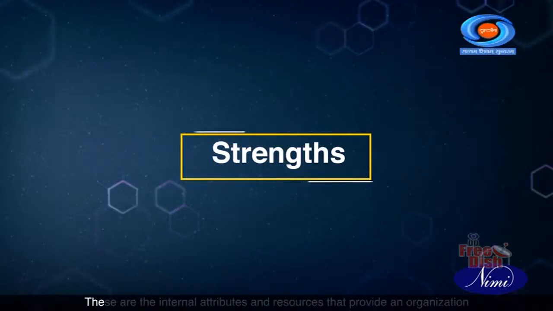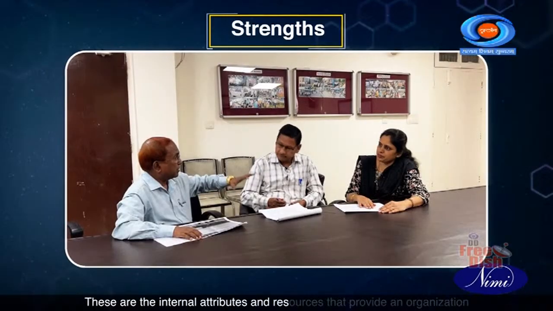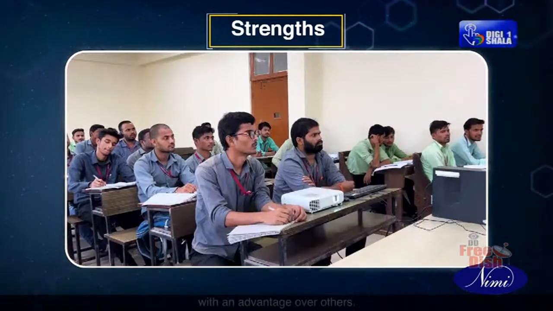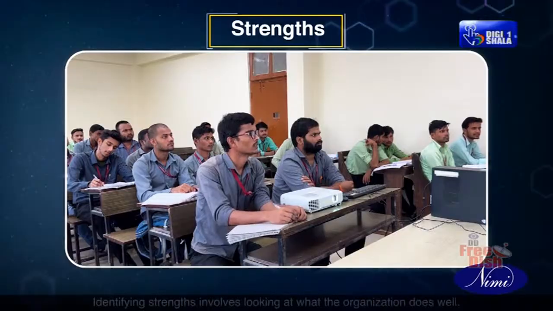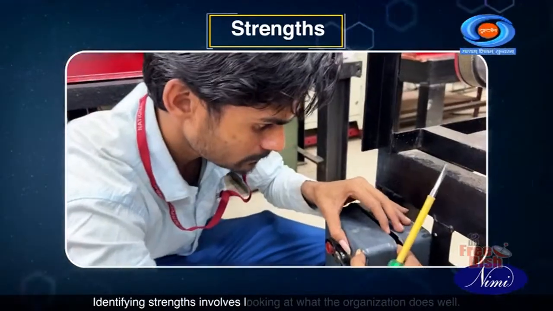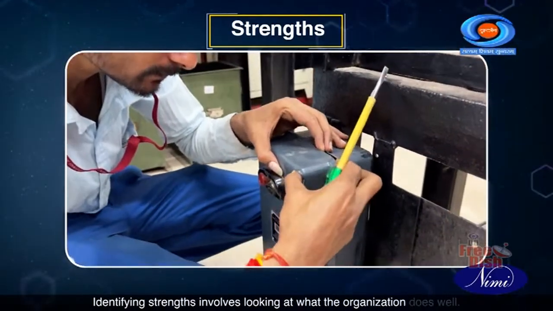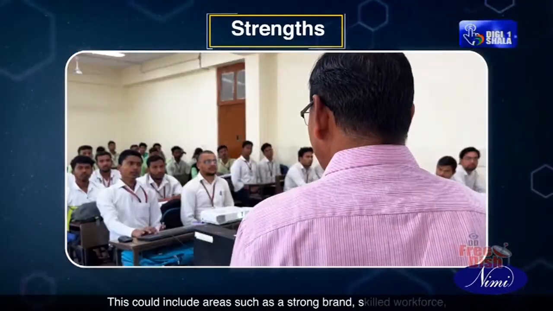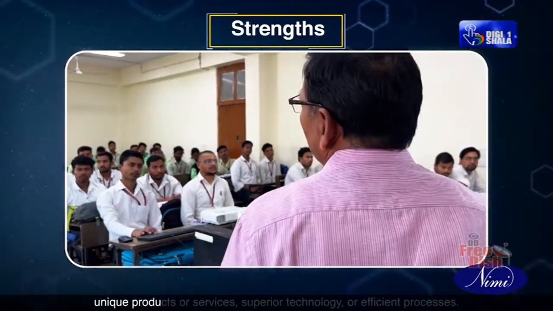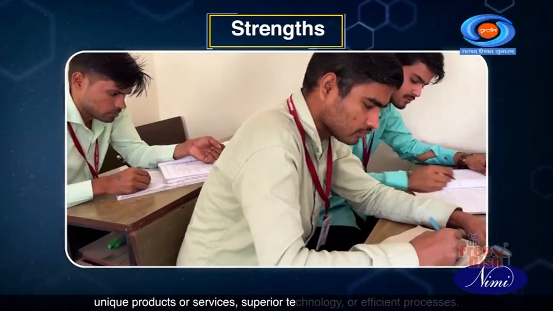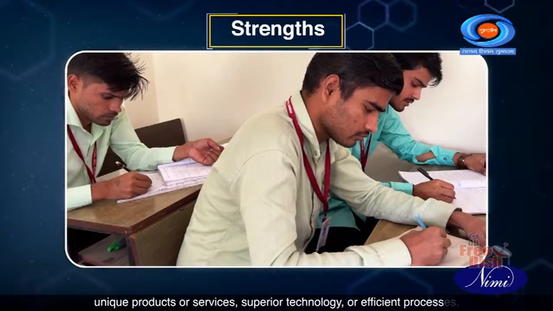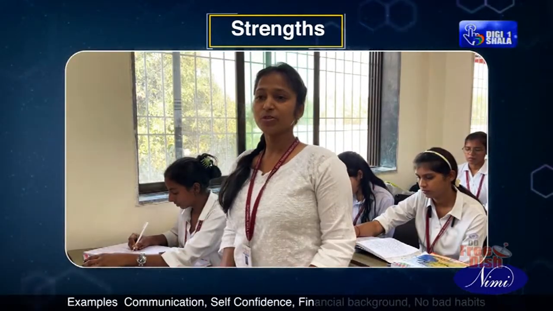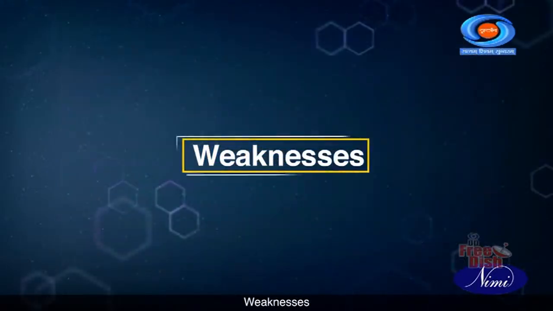Strengths. These are the internal attributes and resources that provide an organization with an advantage over others. Identifying strengths involves looking at what the organization does well. This could include areas such as a strong brand, skilled workforce, unique products or services, superior technology, or efficient processes. Examples: communication, self-confidence, financial background, no bad habits. Weaknesses.